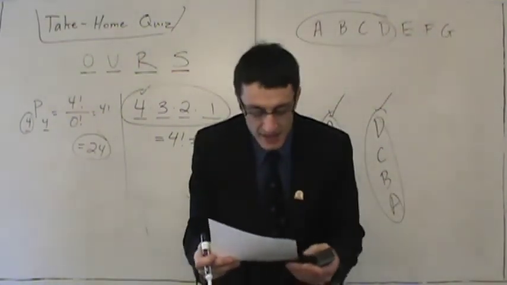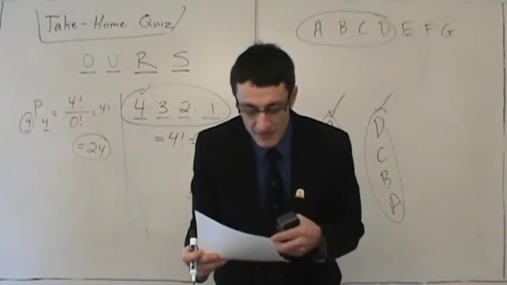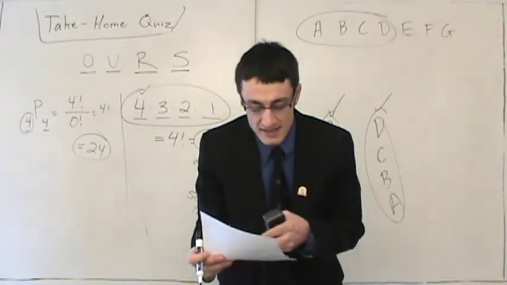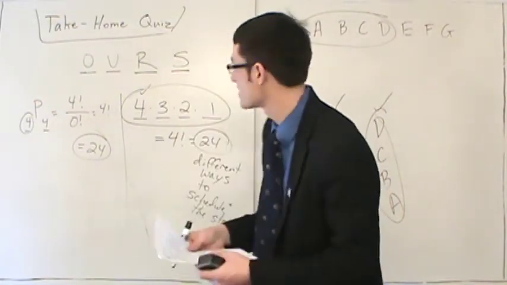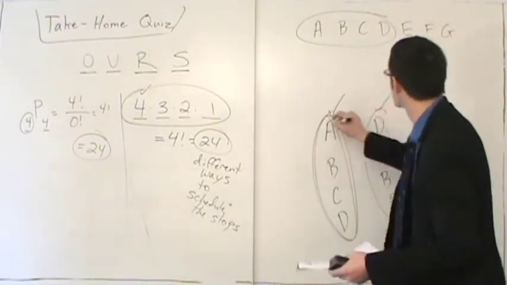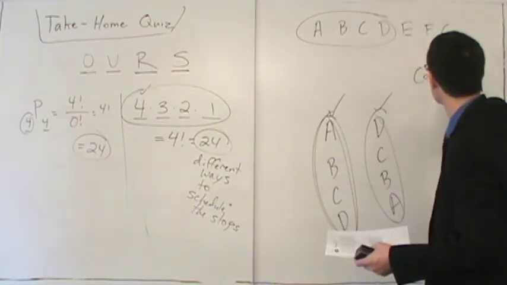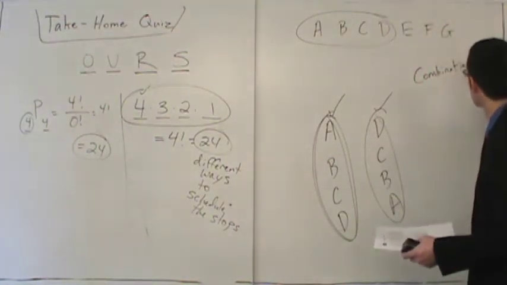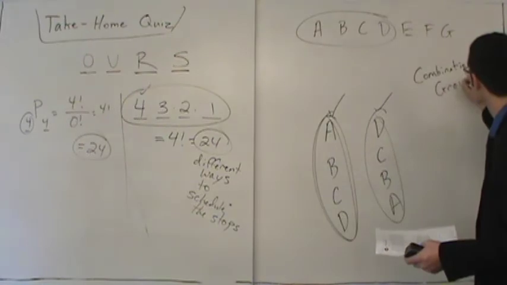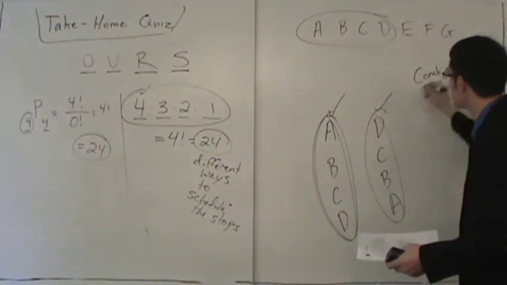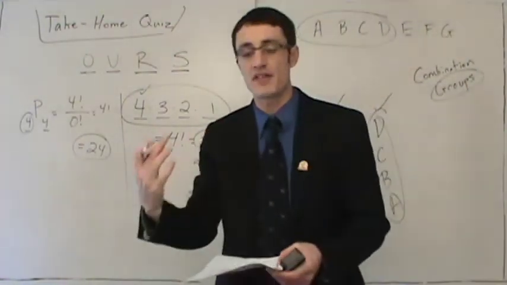So the question is asking, if 4 of the 7 questions will be on the next test, how many different combinations of questions could be on the test? How many different groups? Okay, again, combination means what? Combination means group. So it's asking how many groups of 4 questions are there in 7?